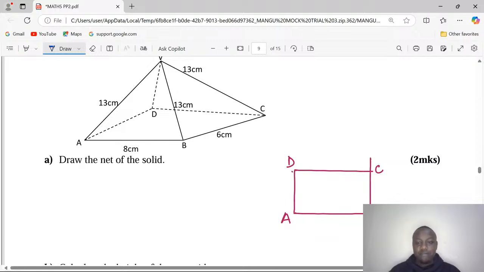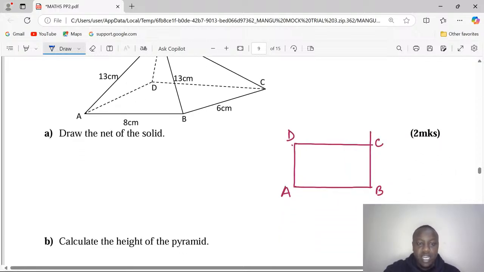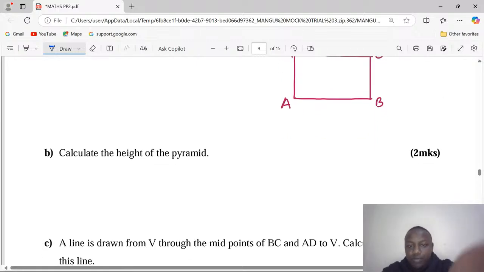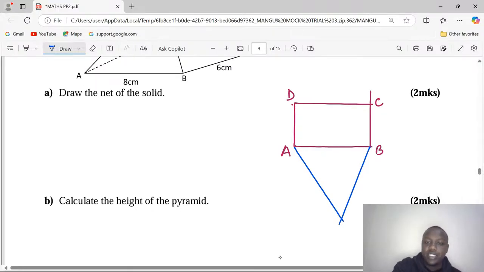Now, after the base, we can draw the other parts, whereby they are the triangular faces now. The first triangular face can be ABV. So we use 13 centimeters now. Remember, this is already 8 centimeters. So 13 centimeters, 13 centimeters. This is V.